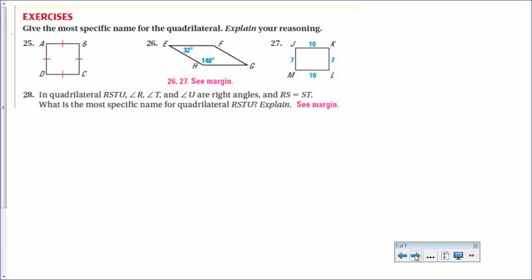All right, guys, and then the most specific name for these, since all the sides are the same, I'm leaning toward rhombus on this one. And that is what the answer is going to be because you don't have 90 degree angles on that one.